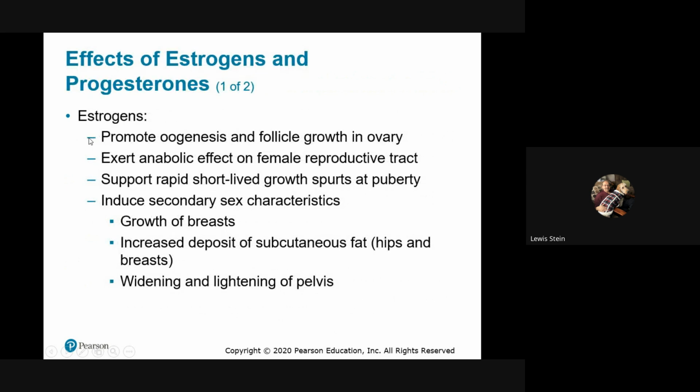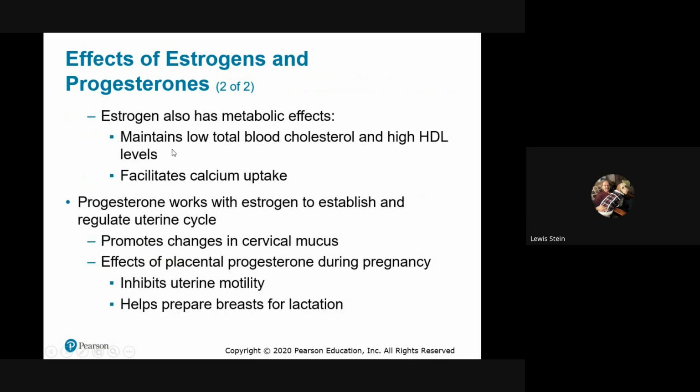Okay. So what happens? Estrogens promote obviously oogenesis and follicular growth, anabolic effect, growth spurts in puberty. We knew about secondary sex characteristics, etc. But what does it do? It maintains the right lipid levels. We want high HDLs. We want low cholesterol. This is the so-called good cholesterol. All it means, these high density lipoproteins are associated with exercise and activity. Having a high level of those consistently fights against cardiovascular disease.